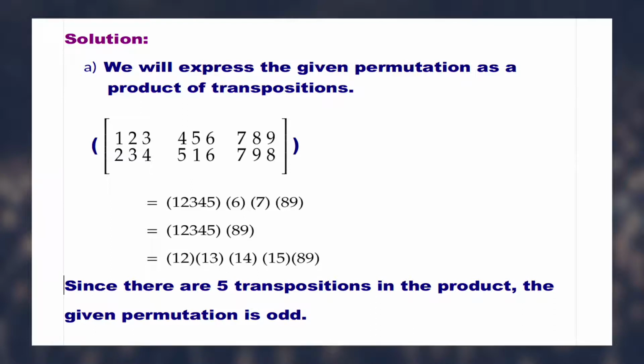So, this cycle will be converted into transpositions. The cycle 1, 2, 3, 4, 5 will be converted into transpositions. How? The cycle 1, 2, the cycle 1, 3, the cycle 1, 4 and the cycle 1, 5. Already we have the cycle 8, 9. Since there are 5 transpositions in the product, the given permutation is odd.